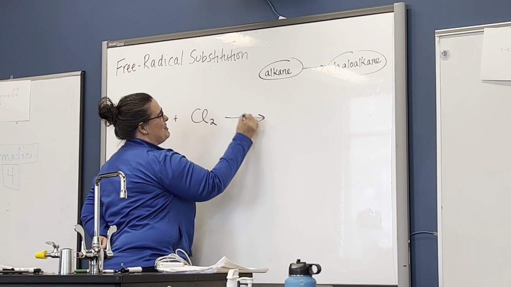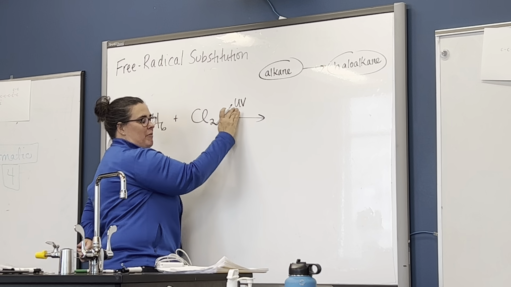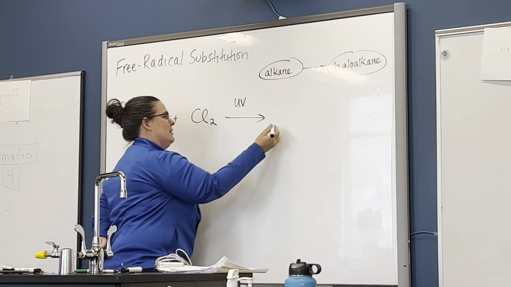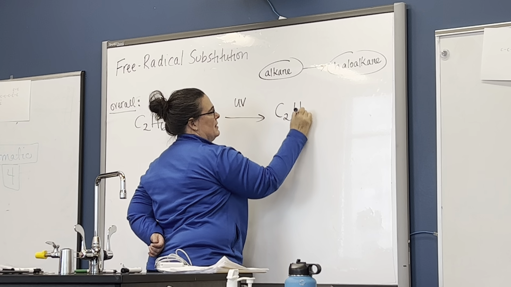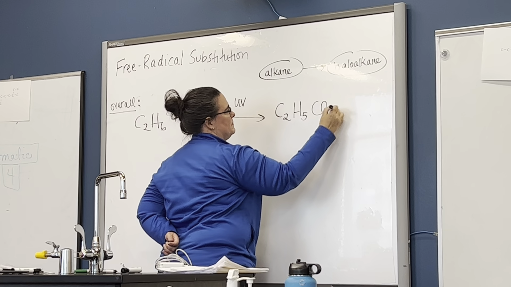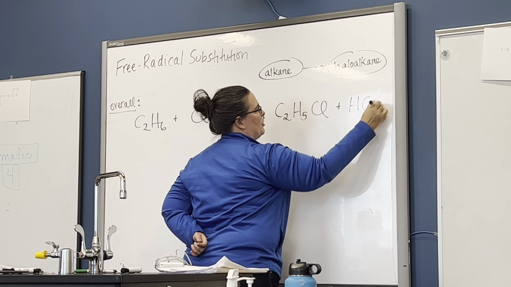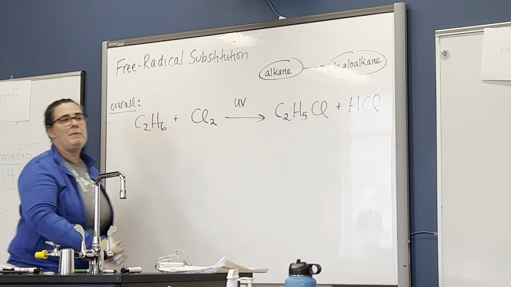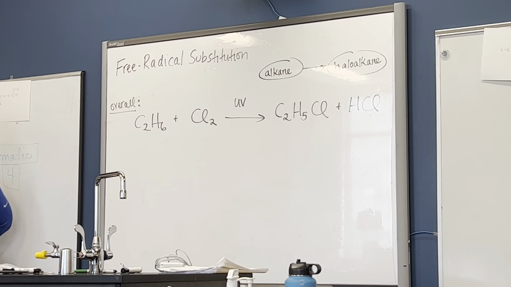And in the presence of UV light, if you don't write this, you don't get the mark. It makes a haloalkane and hydrogen chloride. Now Emma is wondering why we call that hydrogen chloride and not hydrochloric acid. The answer is because this is happening in the gas phase. When we have HCl in the gas phase, we refer to it as hydrogen chloride. We do not refer to it as hydrochloric acid until it's in water.